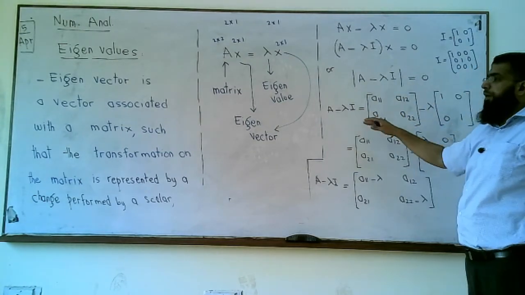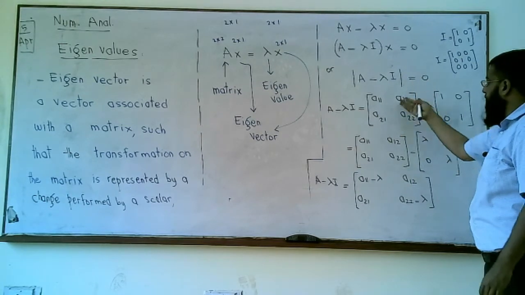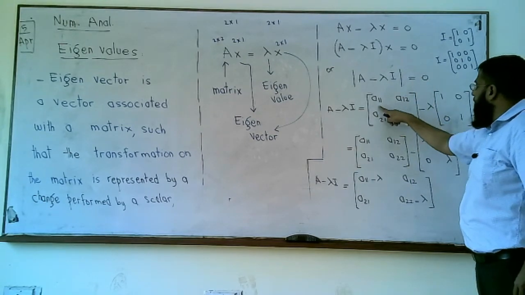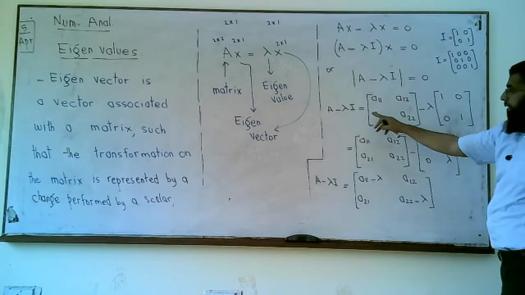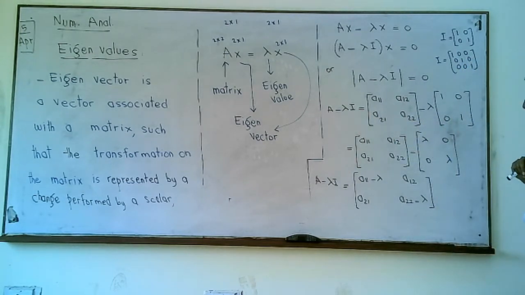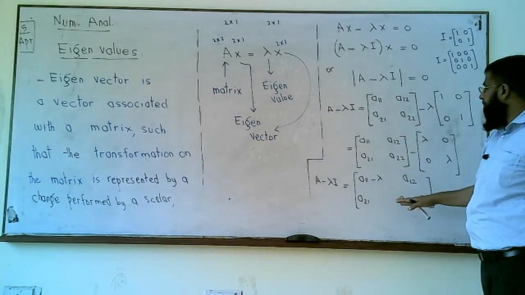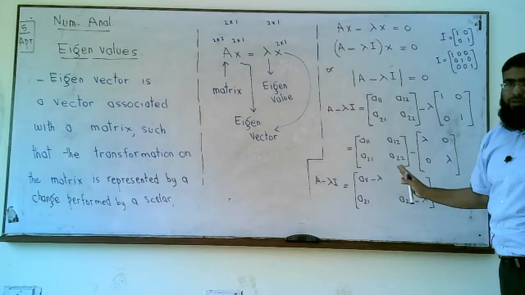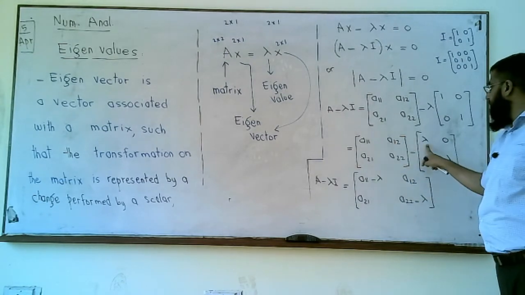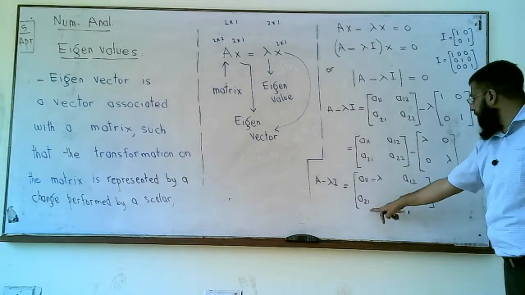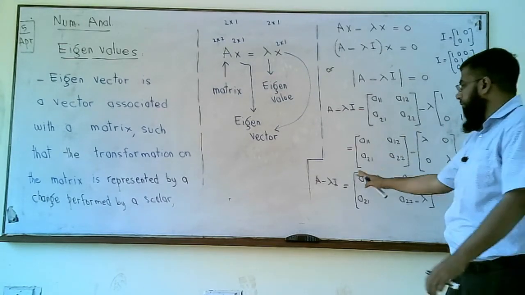A minus lambda I: suppose we assume a 2 cross 2 matrix for simplicity, a11 a12 a21 a22 minus lambda times I, where I is 1 0 0 1. If you multiply a constant with a matrix, that constant is multiplied with each and every element of the matrix. It becomes lambda, 0 times lambda is 0, 0 times lambda is 0, lambda times 1 is lambda. We can subtract two matrices only if they are of the same size, and elements in corresponding positions are subtracted: a11 minus lambda, a12 minus 0, a21 minus 0, a22 minus lambda. That's all. A minus lambda I.